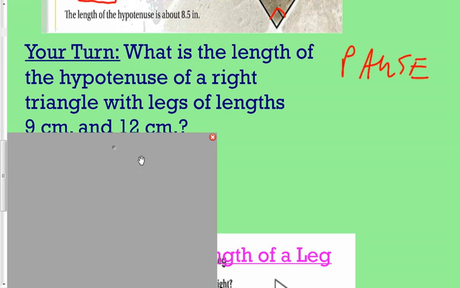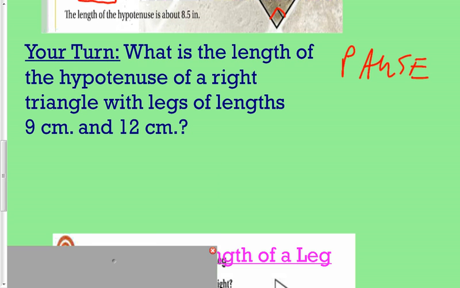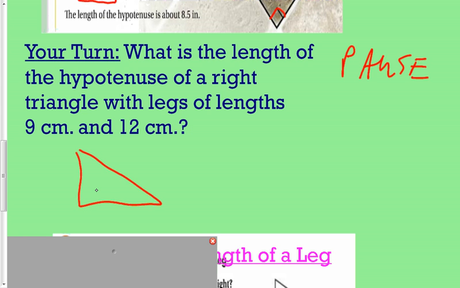Here's the example. It says, what is the length of the hypotenuse of a right triangle with legs of length 9 centimeters and 12 centimeters? So why don't you start by drawing that out? I'm going to draw the right triangle. We have 9 centimeters. We have 12 centimeters. And we're trying to find the hypotenuse. So go ahead and pause it and find it, and then you can unpause it and check.